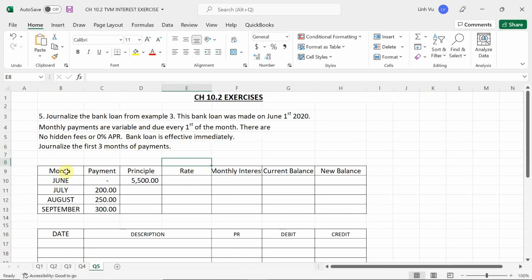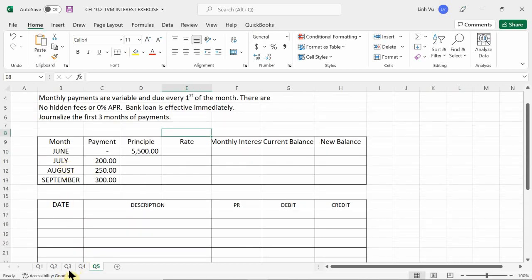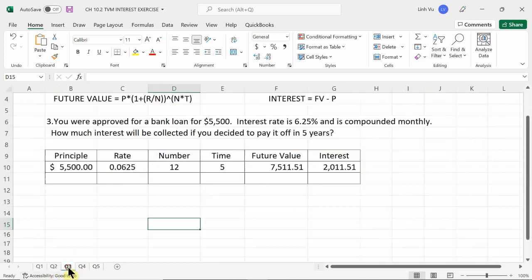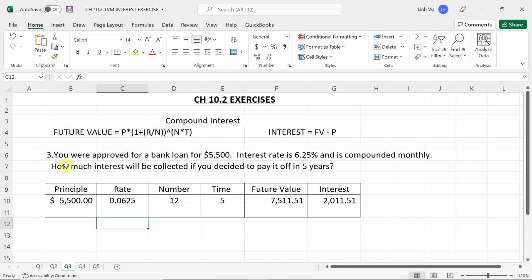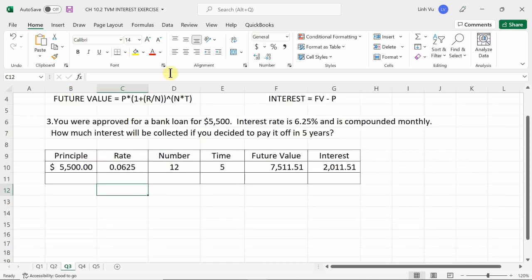So let's take a look. First off, we acquired our bank loan on June 1st. Here it is, question number 3. Your bank loan is $5,500 with an interest rate of 6.25%, and of course it's for 5 years, which we already figured out. This is how much it is at the end of 5 years.